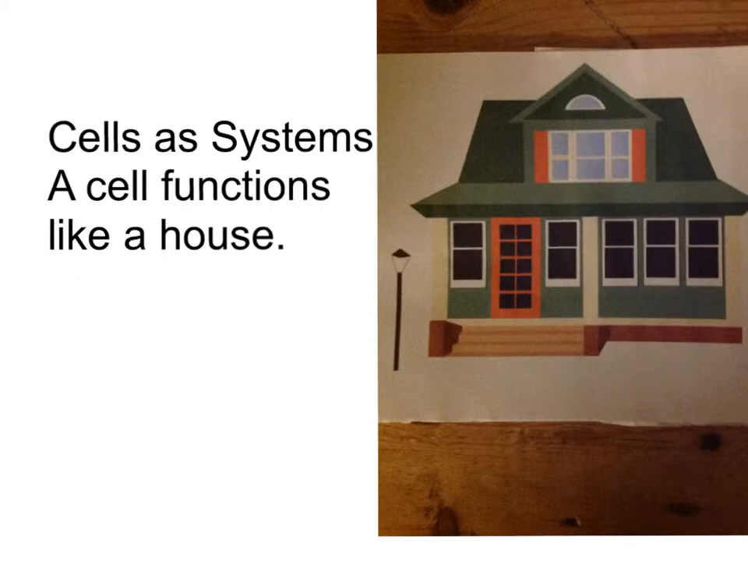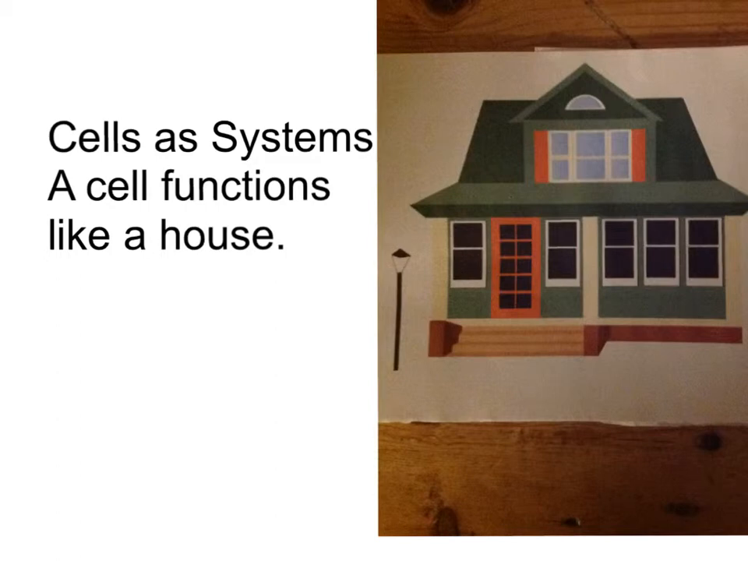A cell functions by having a control center, the nucleus, getting and storing food and energy, and by having a protective layer. Compared to a family living in a house, the wall and membranes are like the outside walls of the house and the hallways. They protect the people inside.